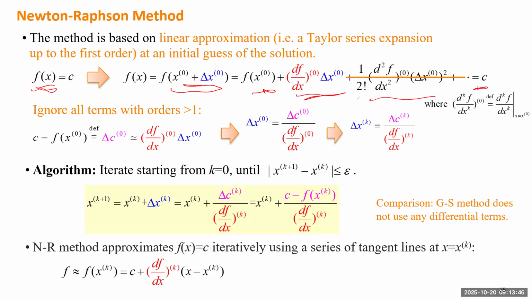But if we ignore any terms higher than order 1, basically we only keep the linear part, we'll have an approximate formula to calculate this nonlinear function. Based on that formula, we can get the iteration. The meaning of this iteration formula is to update the value of your initial guess of x based on the gradient, which is the slope at the initial guess, and also the gap of the function value.